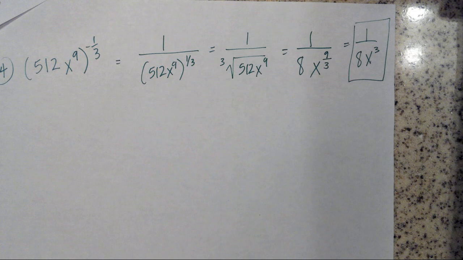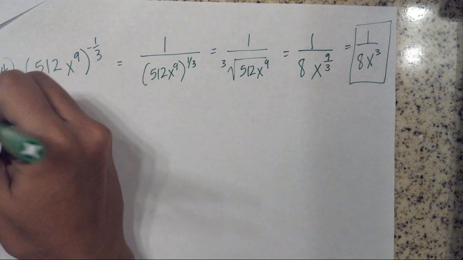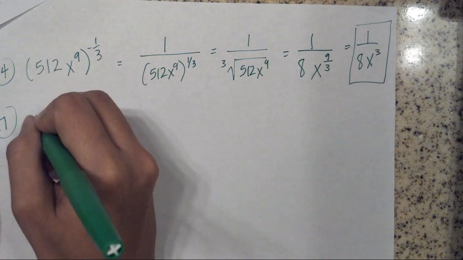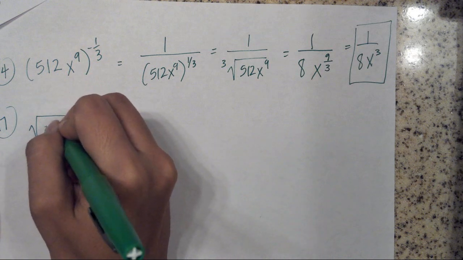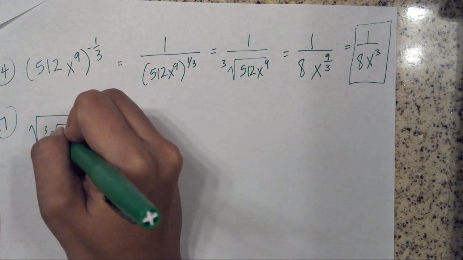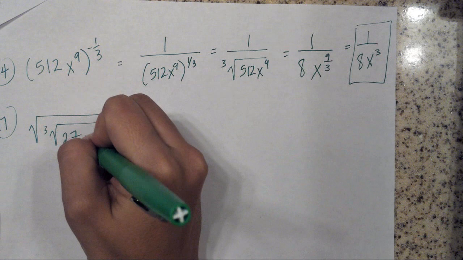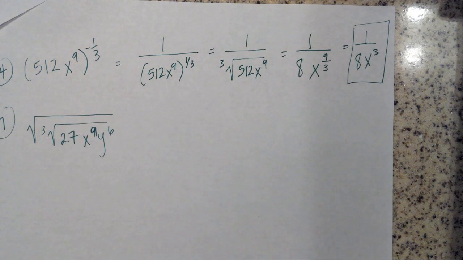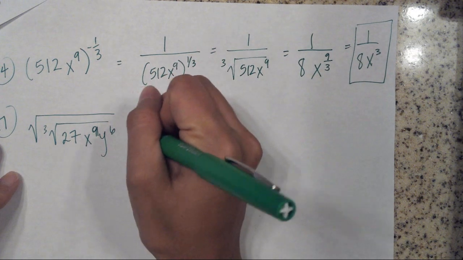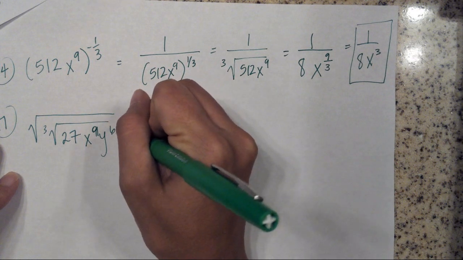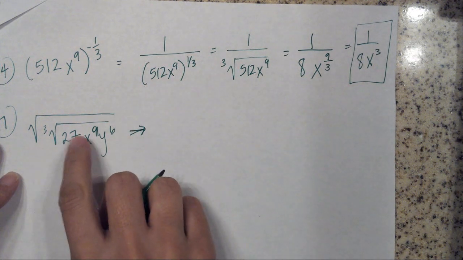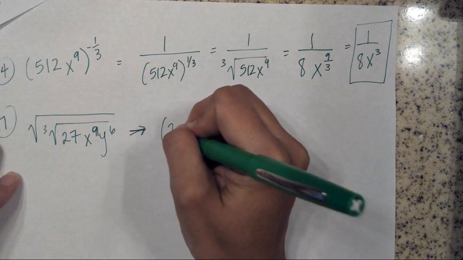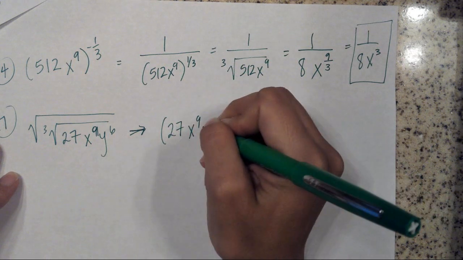Alright, so let's get to now number 17. This is when we have a lot of square roots. It looks a little scary. So I have the square root of the cube root of 27x to the 9th, y to the 6th. I always tell my kids, kind of like when we did the f of g of x stuff, the composition of functions, start with whatever's on the inside. So I have 27x to the 9th, y to the 6th.